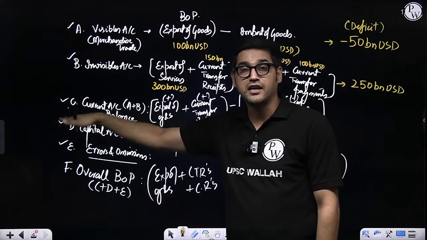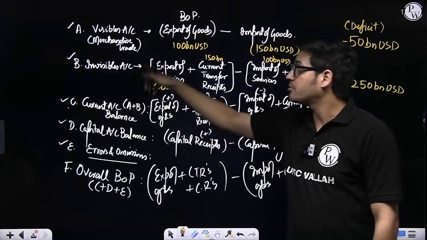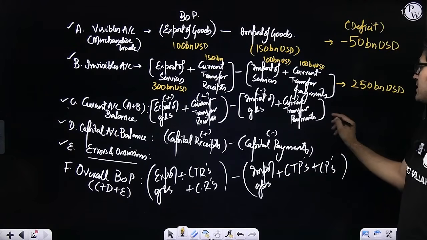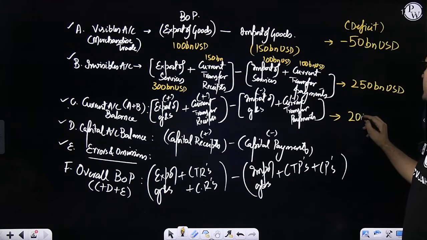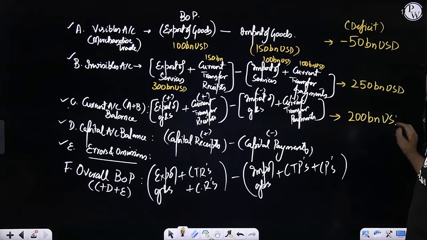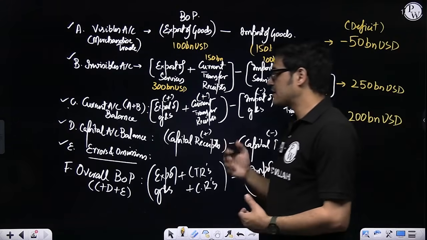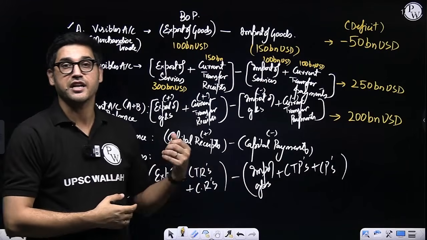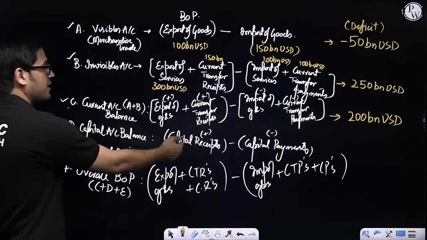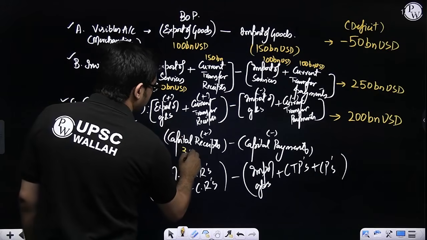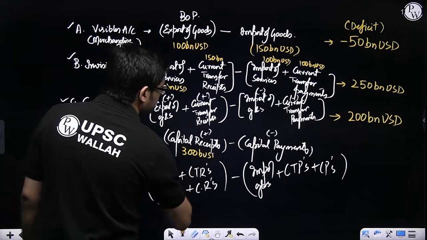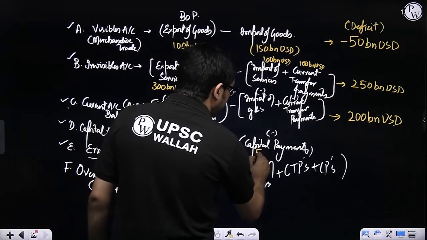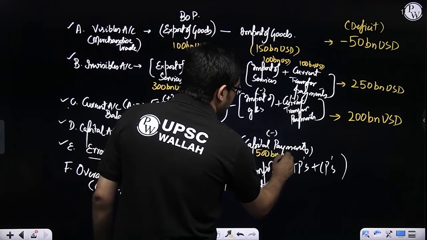Therefore, what will the current account balance be overall? This would be A plus B. This should be minus 50 plus 250. That means on the current account, we have a surplus of 200 billion US dollars. Let us say this year we did not receive a lot of investments. This year a lot of investments had to be paid back. Let us say the capital receipts this year were 300 billion US dollars, while capital payments were 500 billion US dollars.